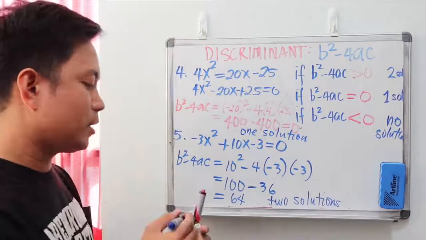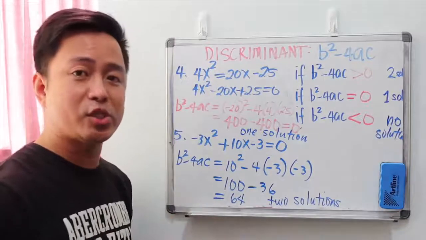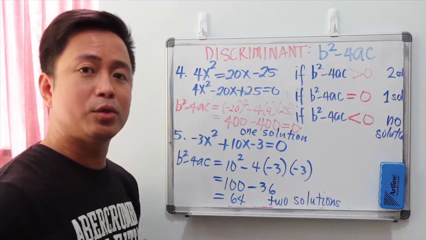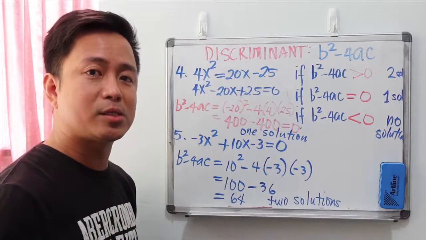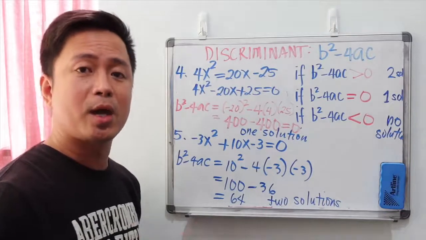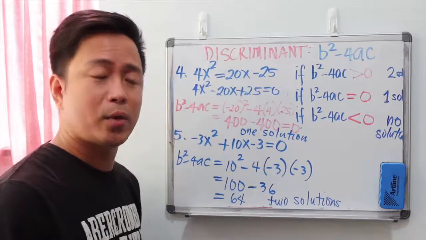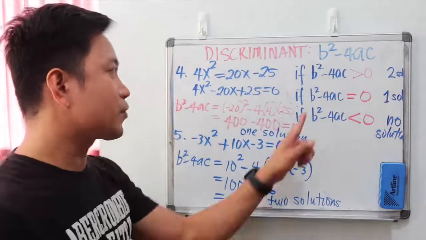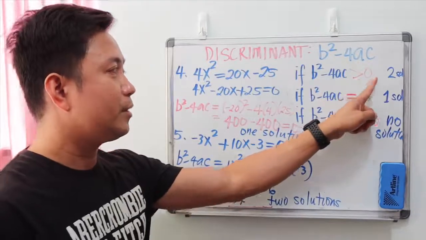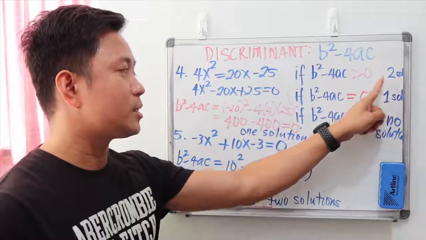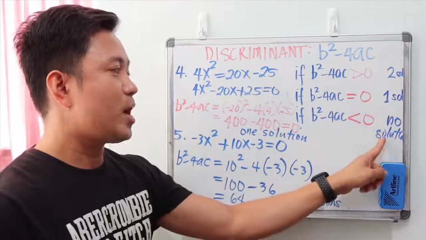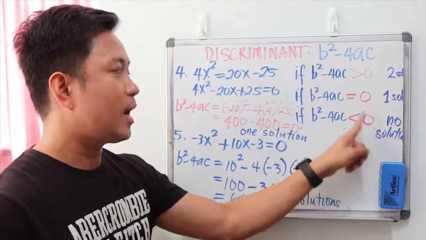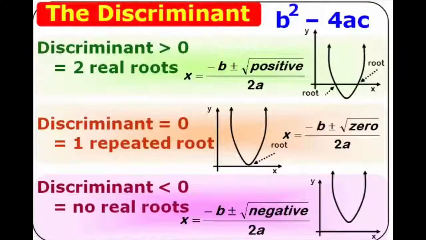Again, to determine the number of solutions of a quadratic equation, there's no need to go through all the process of factoring, completing the square, quadratic formula, or taking square roots. If the discriminant is positive, you will have two solutions. If it's negative, you have no solution. And if it's exactly 0, that means the quadratic equation will have one solution.